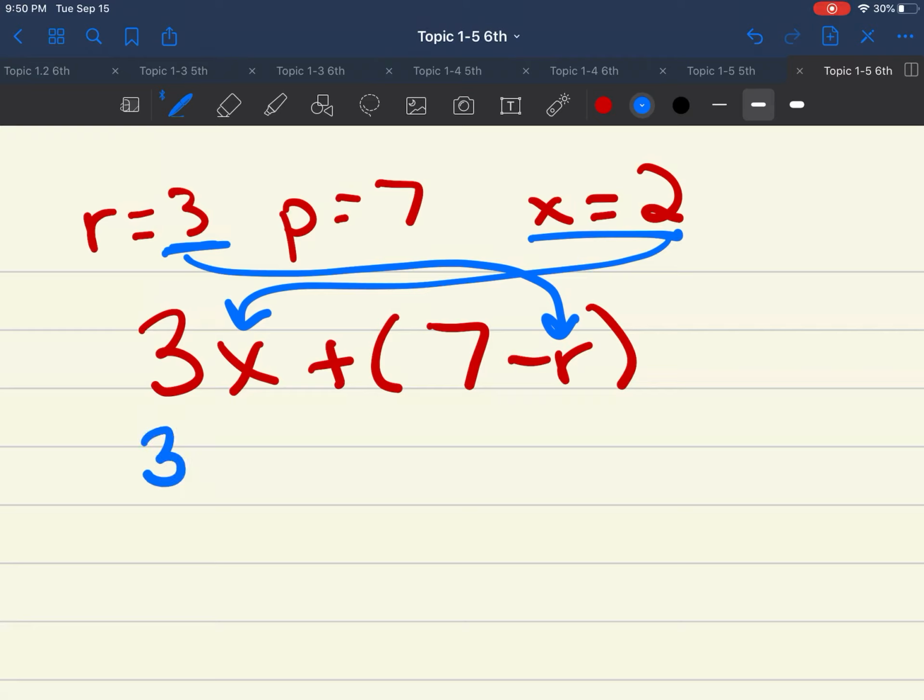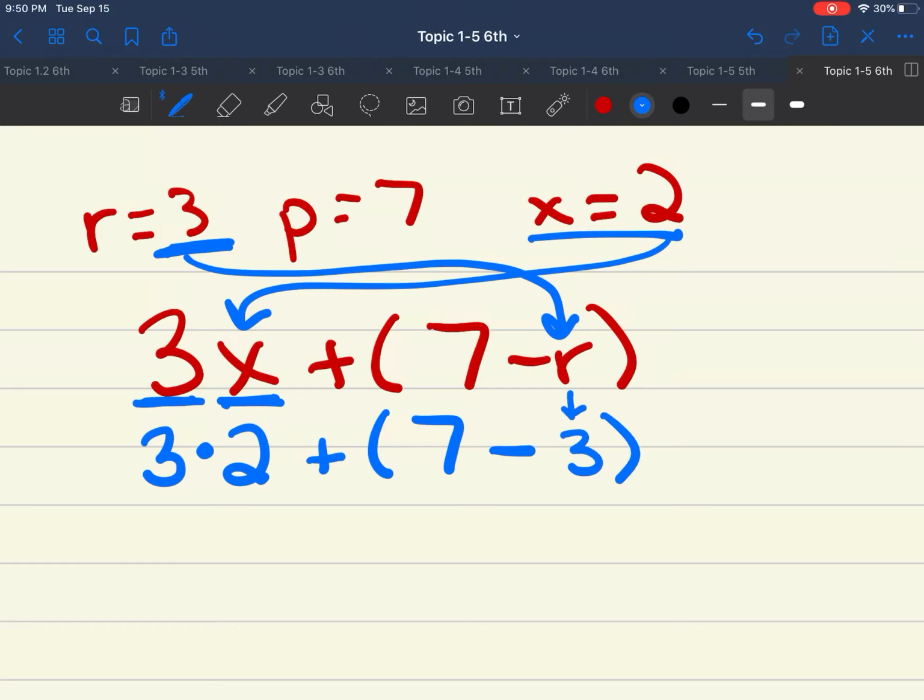So it's 3, and now again, we have a coefficient and a variable smushed together, which stands for multiplication. So it's 3 times x, which we just found out was 2, plus parentheses 7 minus, we know r is 3, so that's not an r anymore. Now it's a 3. And now we can just solve using order of operations.